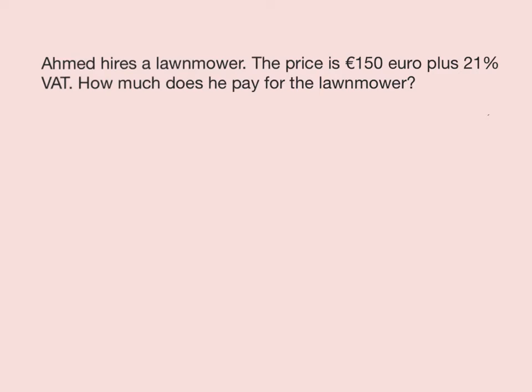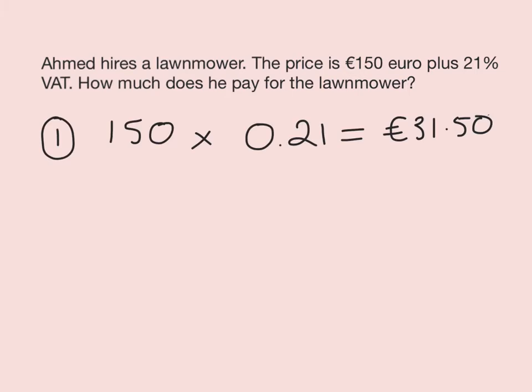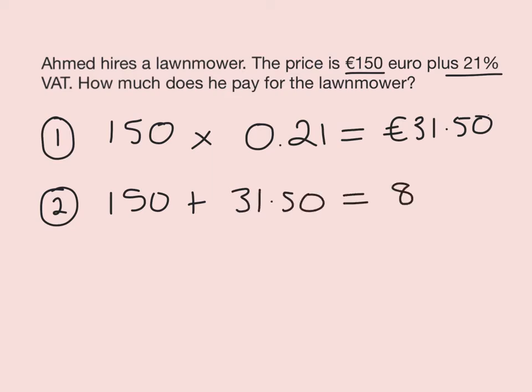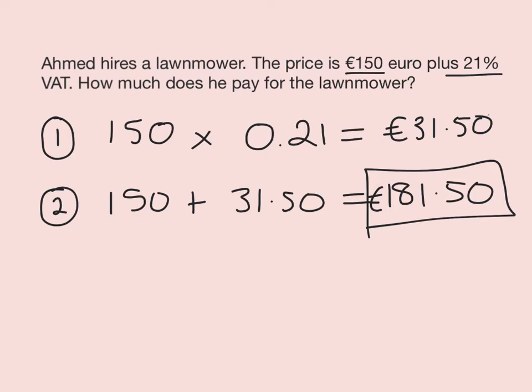Okay, so using the same concept, I want you to pause the video now, use your two steps and go ahead and figure out what the final price is for this lawnmower. So as you can see here, step one, I got the €150 and I multiplied it by 0.21 and that gave me 31.50. And then my step two, I'm just going to take my €150 and add that 31.50, and what I'll get is 181.50, and that's my final answer. That's how much Ahmed pays for the lawnmower.